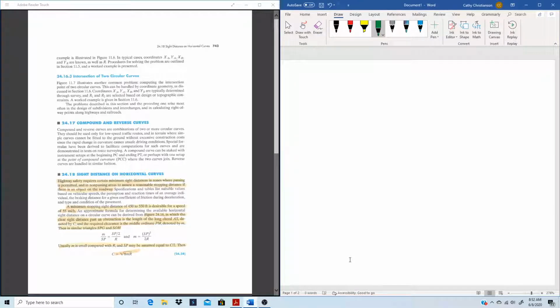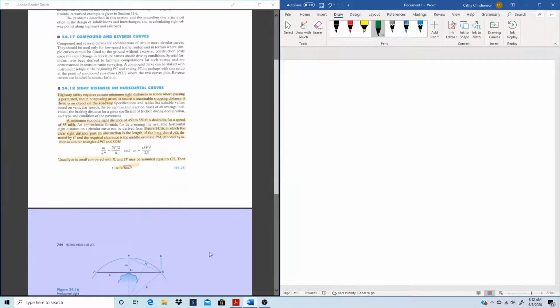So if you're coming around the road and there is a cow in the middle of the road and you're taking a sharp turn, we've got to plan for a safe stopping distance. Typically a minimum stopping distance of 450 to 550 feet is desirable for a speed of 55 miles an hour.